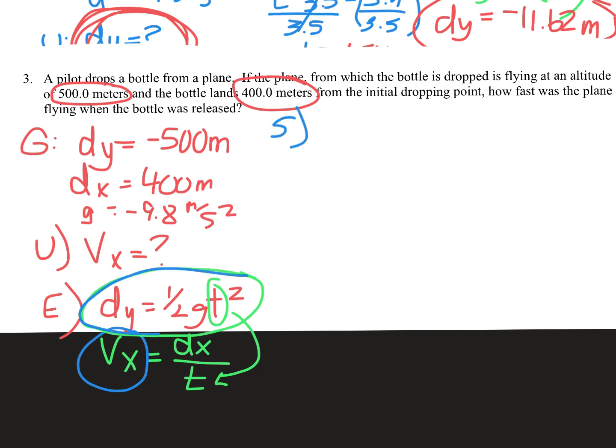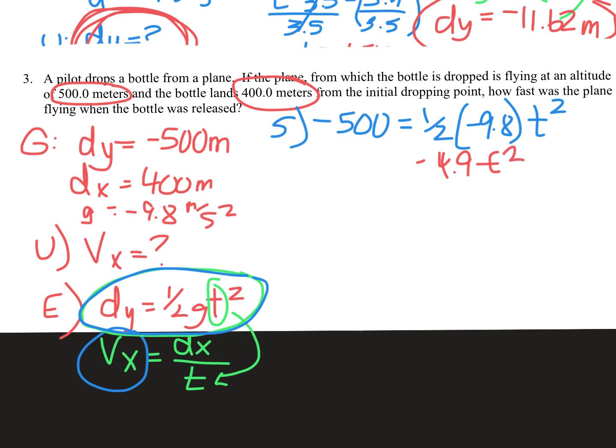Let's start with this equation. Distance in the y direction equals 1/2 gravity times time squared. All right, the distance in the y direction, it drops 500 meters. We know 1/2 times gravity, which is negative 9.8, times time squared. Let's put that together. Let me change my color here just to keep things tidy. 1/2 times negative 9.8 is negative 4.9 times time squared. That's my negative 500. To get time squared alone, I'm going to divide by negative 4.9 on both sides.